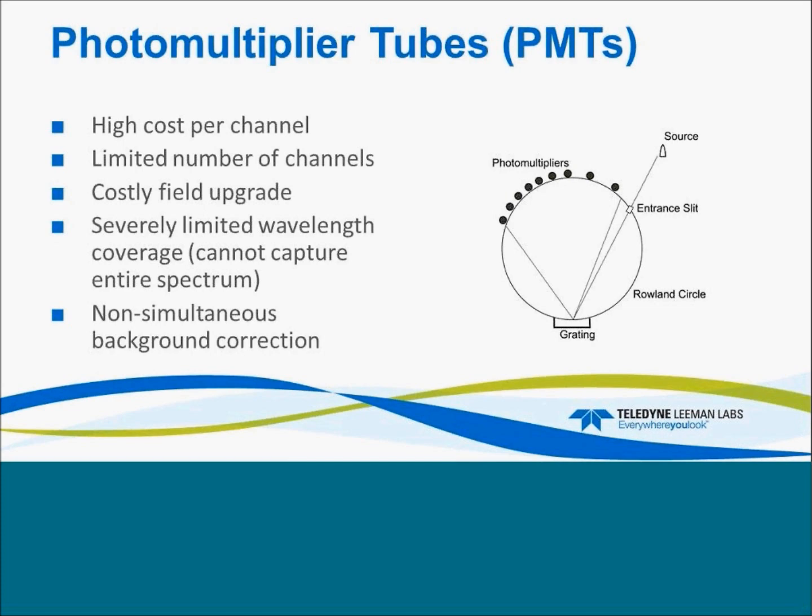And then finally, the background correction was not simultaneous. There were different ways to do that, refractor plates or what were called spectrum shifters. But the background correction measurement and the analytical measurement were not made at the same time. And so that allows a little bit more uncertainty in the corrections.